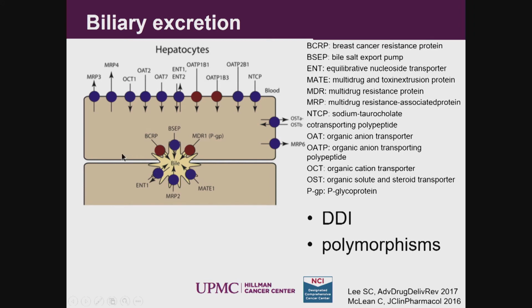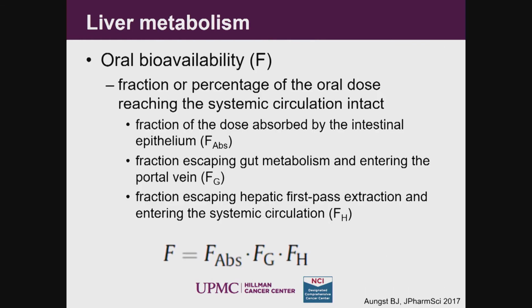Here we show the hepatocyte with all its pumps and also the biliary canaliculi. And again, these hopefully will be discussed in other lectures, and there may be drug-drug interactions and polymorphisms that play a role here. So the last step before a molecule can reach the systemic circulation is metabolism in the liver. And so that is a big component of the oral bioavailability.